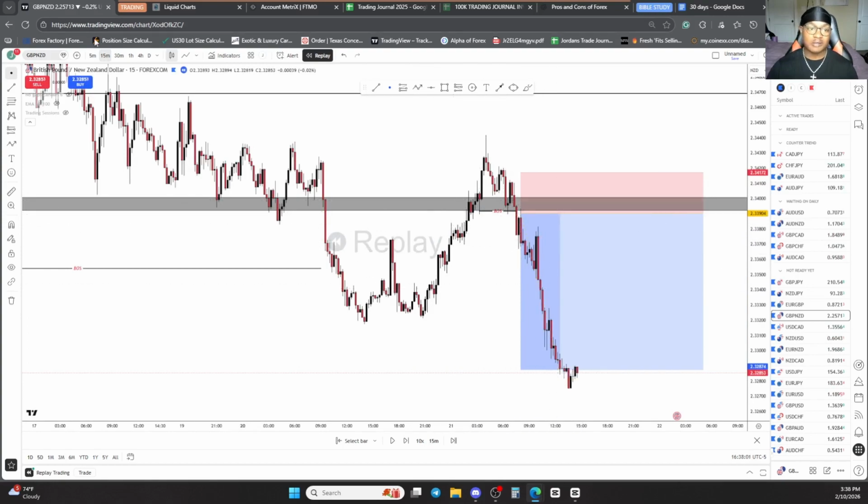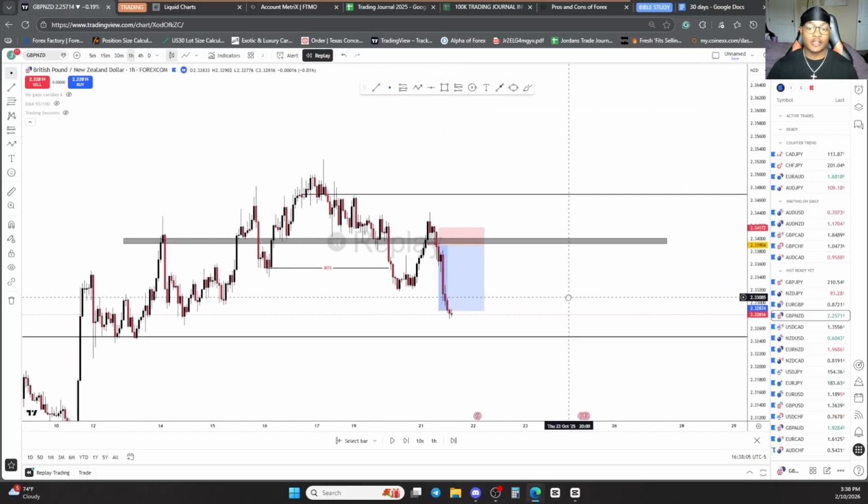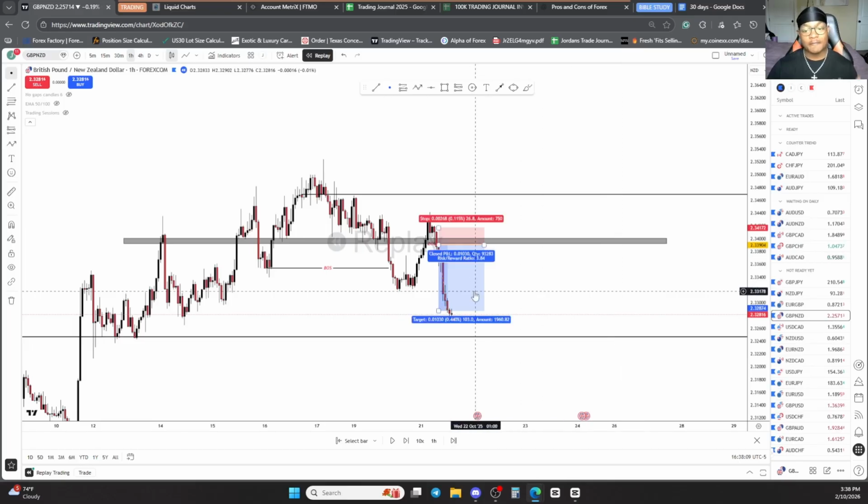On our entry, stops above, I'm using my 1 hour entry zone or my 1 hour zone for our entry level. We use the 1 hour lows for our take profit. It's simple as day, and this is how we won this trade.